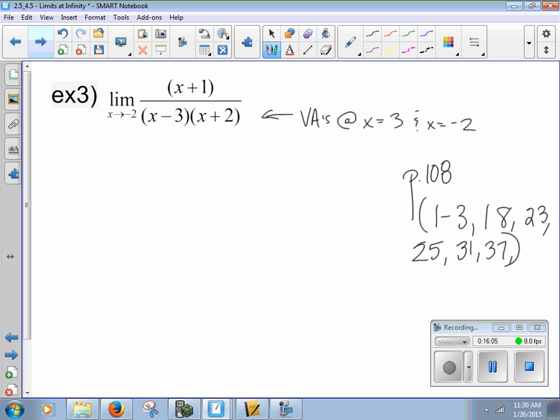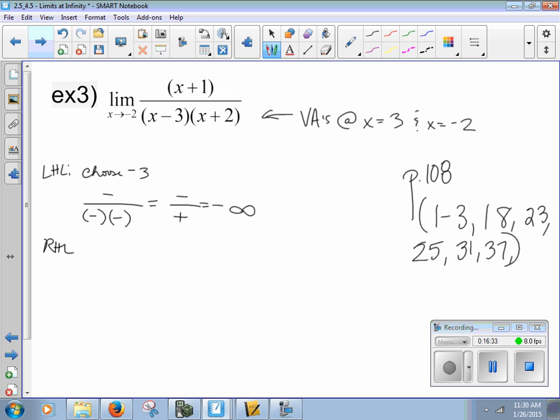Left-handed limit. What'd you choose? -3. If I choose -3, then that would give me a negative in the numerator, wouldn't it? That would give me another negative, which is a negative over a positive, which gives me negative infinity. How many of you had that? For your left-handed limit, good.